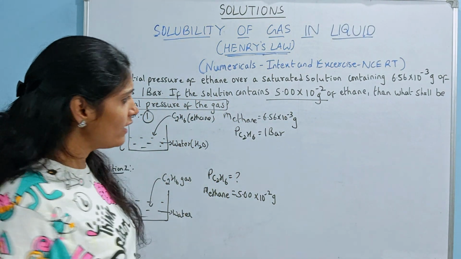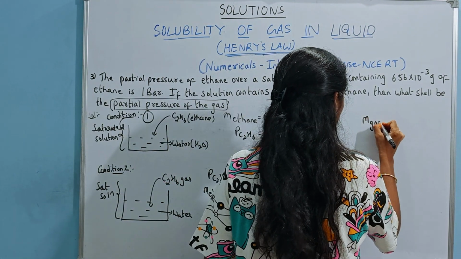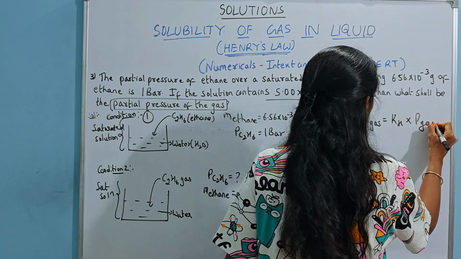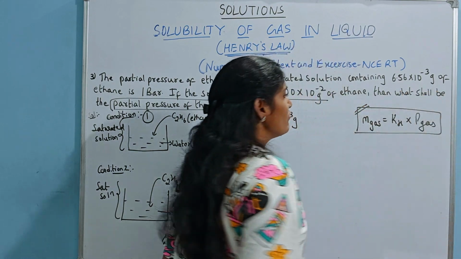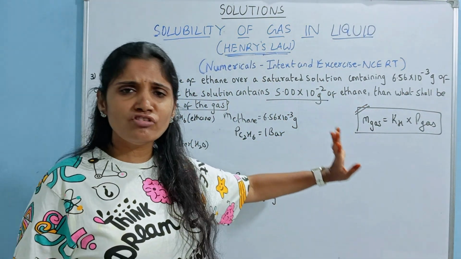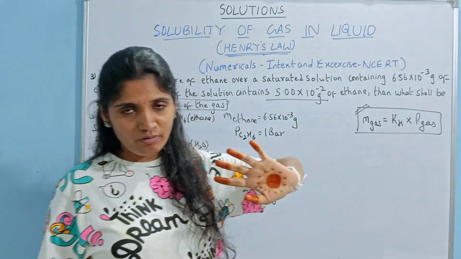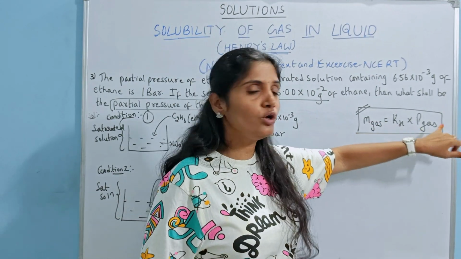Now, here I'll teach you a special formula. Mass of gas is equal to Henry's constant into pressure of gas. Please remember this formula for questions where he is dealing with mass, and it is a comparison question. This formula will be of great help. It is a derived formula from our main thing.